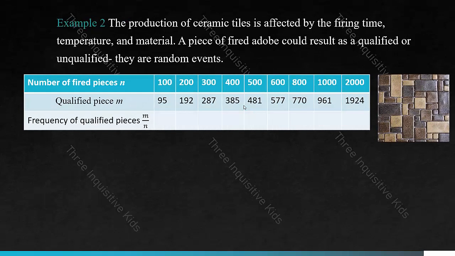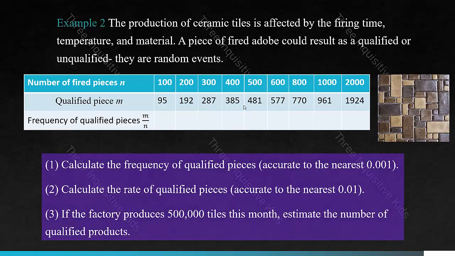The production of ceramic tiles is affected by its firing time, temperature, and material. A piece of fired adobe could result as qualified or unqualified. They are random events. So here we have a table. We have the total number of fired pieces and the number of qualified pieces. I first want you to calculate the frequency of qualified pieces, accurate to the nearest thousandth. Calculate the rate of qualified pieces, accurate to the nearest 0.01. And if the factory produces 500,000 tiles this month, estimate the number of qualified products.